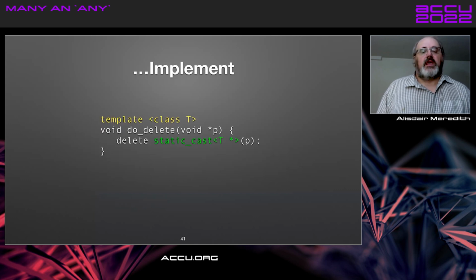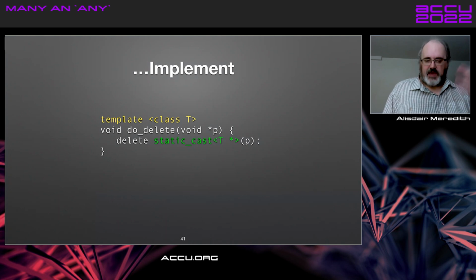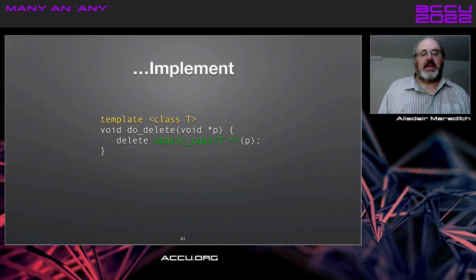So the problem I have is I'm holding onto a void star, but I can't delete a void star. I need to delete whatever the type of object that was stored there was. So what I'm going to do, I'm going to create this helper function. This is not a member function. This is just a regular free function out in the same namespace, or appropriately hidden somewhere, so that I can just access it as a regular function that will do the delete for me.